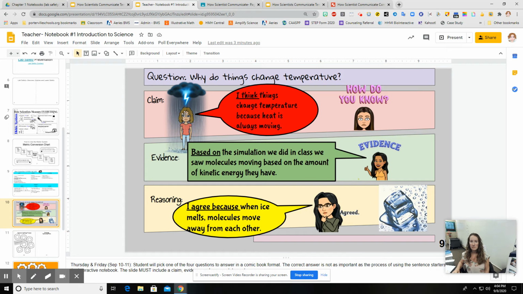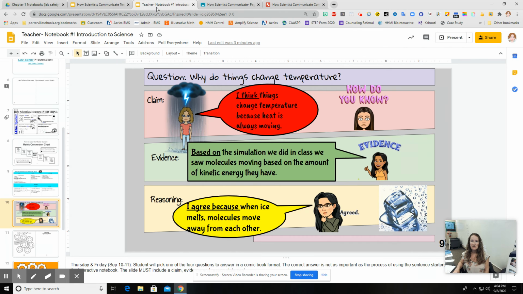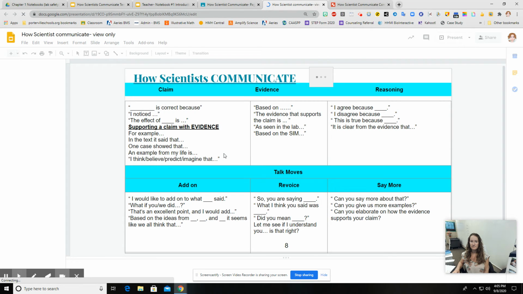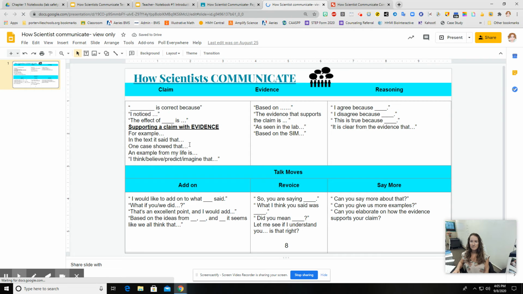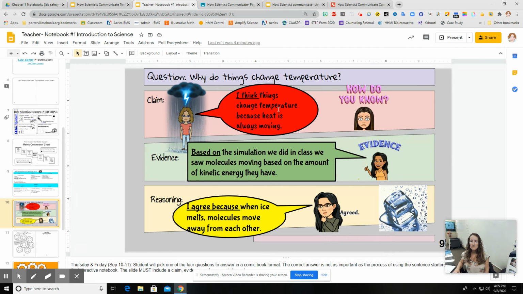So here I am, and it's raining on my head, my poor Bitmoji, and there's lightning. And I wrote, I think things change temperature because heat is always moving. I think is from my sentence starter slide. You could also put I notice. So I think things change temperature because heat is always moving.